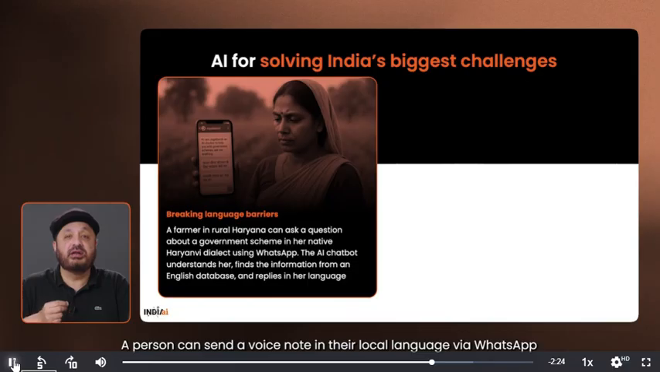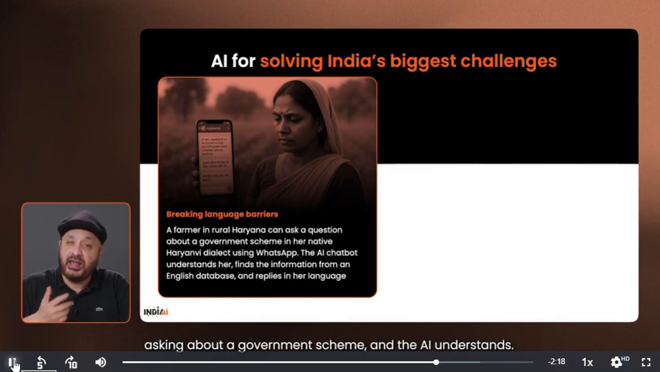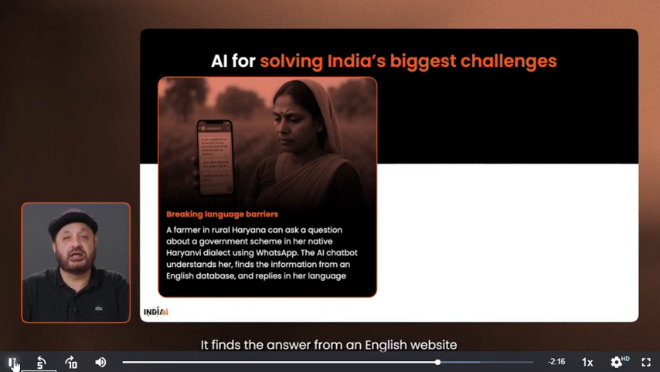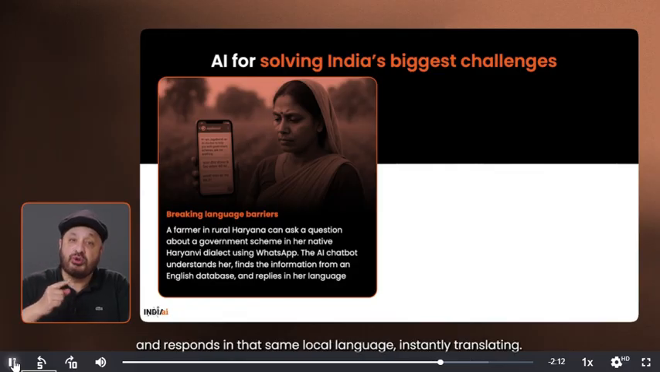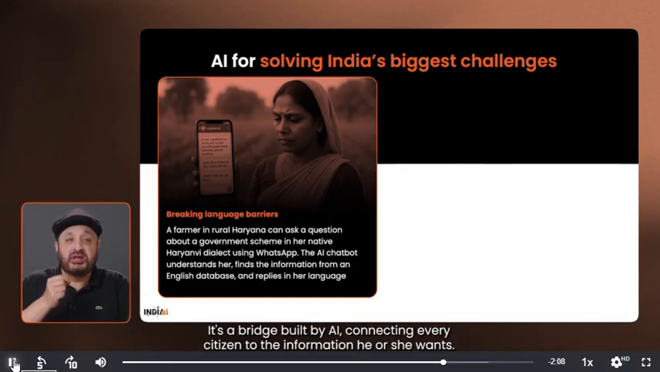A person can send a voice note in their local language via WhatsApp asking about a government scheme, and the AI understands. It finds the answer from an English website and responds in that same local language, instantly translating. It's a bridge built by AI, connecting every citizen to the information he or she wants.